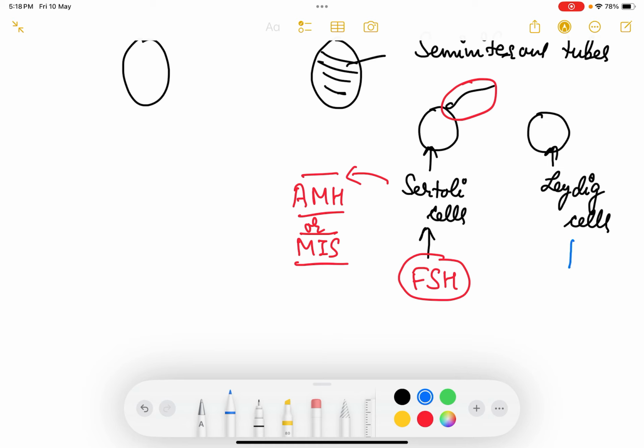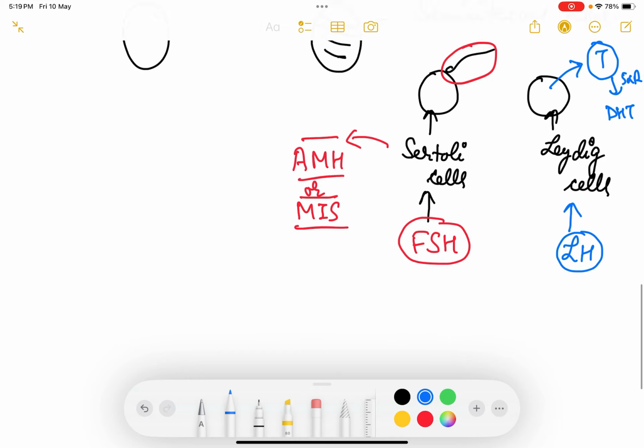Secondly, the Leydig cells are stimulated by the luteinizing hormone from the anterior pituitary, and Leydig cells help in formation of testosterone. Testosterone, we all know, is converted to dihydrotestosterone by the enzyme 5-alpha reductase, and dihydrotestosterone helps in formation of external genitalia and the secondary sexual characters like pubic hair, axillary hair, and the beard and mustache.